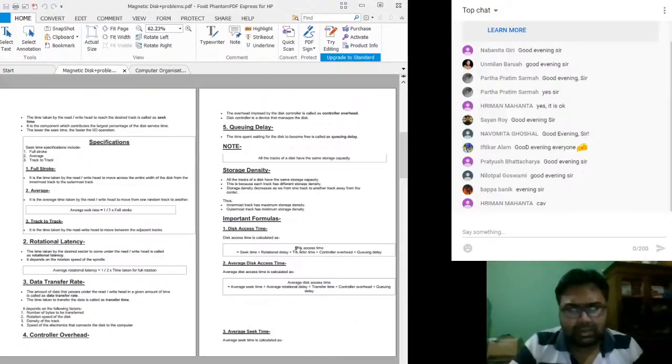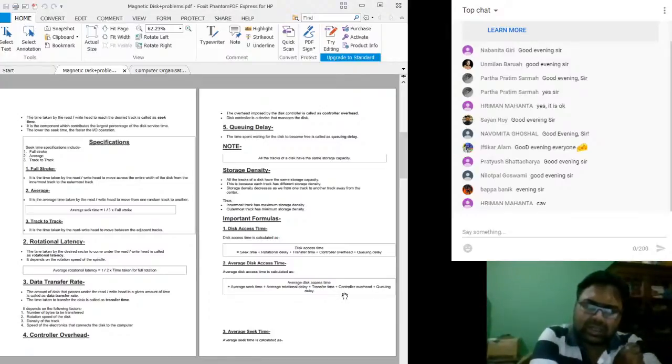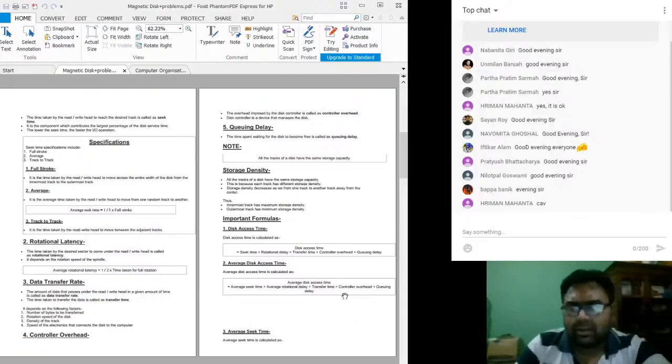These terms are a bit different. This is the actual disk access time and this is the average disk access time. You have to remember this while solving problems: what is being asked in the question, whether it is disk access time or average disk access time. If it is average disk access time, you will use average seek time plus average rotational delay plus transfer time, controller overhead, and queuing delay. Controller overhead and queuing delay are almost constant, and also very marginal with respect to the other delays.